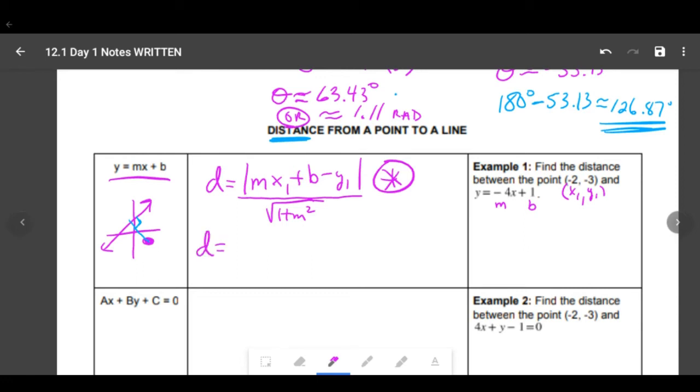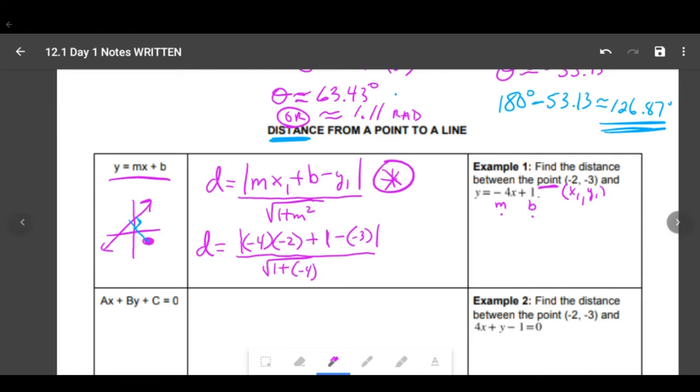So d equals the absolute value. We'll go back over here. We see that the slope is -4. x1 is just the x coordinate of the point that we're talking about. So in this case, -2 is the x coordinate of that point, plus the b value. Well, the b is a nice little 1. Minus the y coordinate of that point, so minus a -3, absolute value, all over the square root of 1 plus our slope, which was -4, squared.